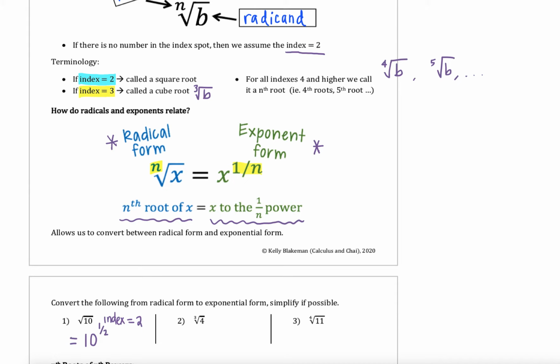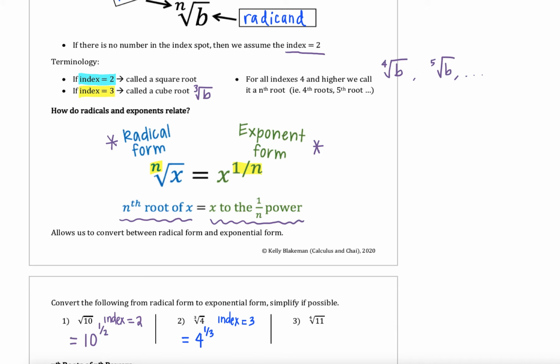Now we could do the same thing for a cube root. So here in example 2, we have the cube root of 4. Our index is that 3. And our radicand in this case is the 4. Remember, the radicand is the stuff underneath the radical symbol. And if we want to convert this to exponential form, our 4 is going to stay the same, so that becomes the base of our exponent. And our index becomes that 1 over 3 exponent.